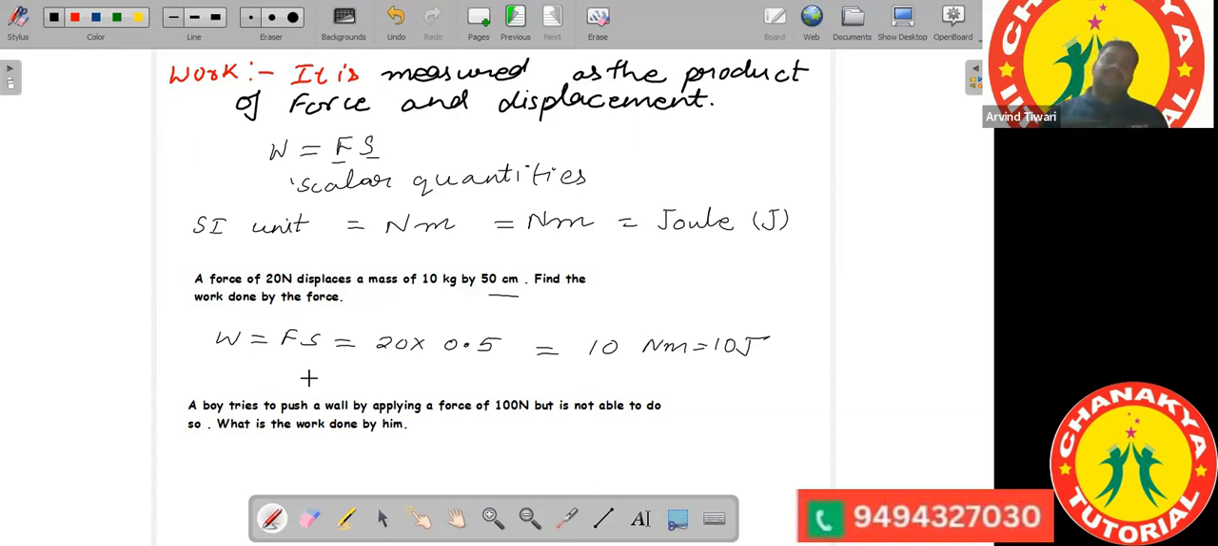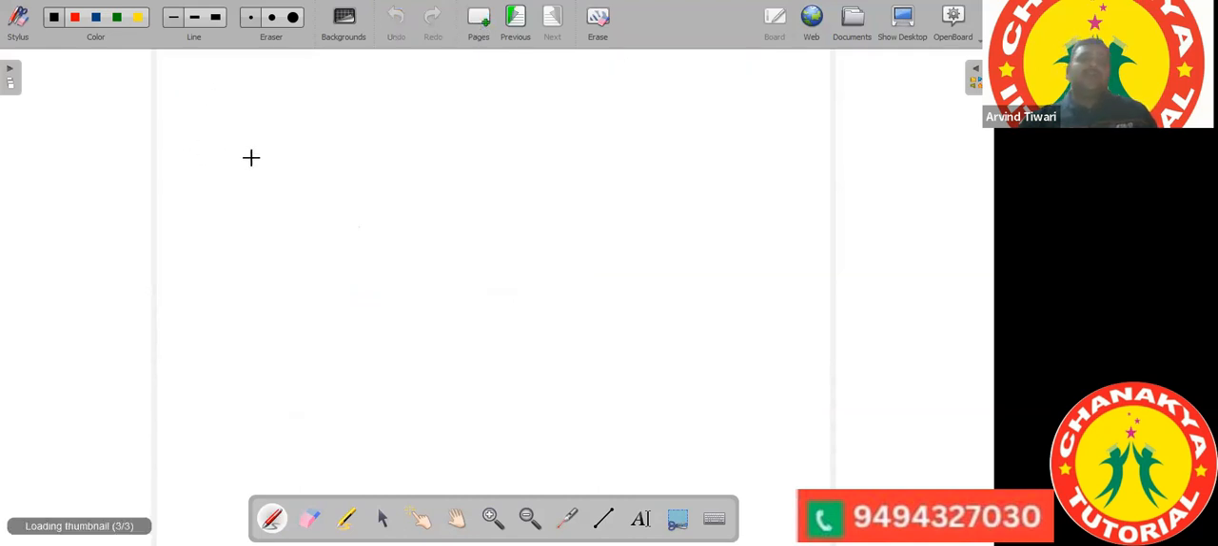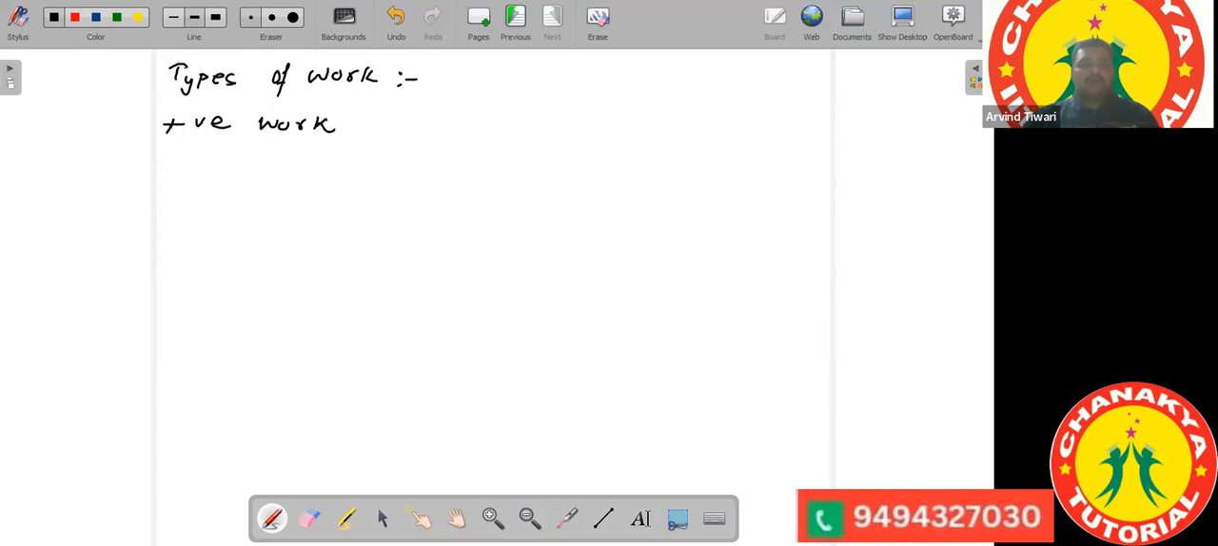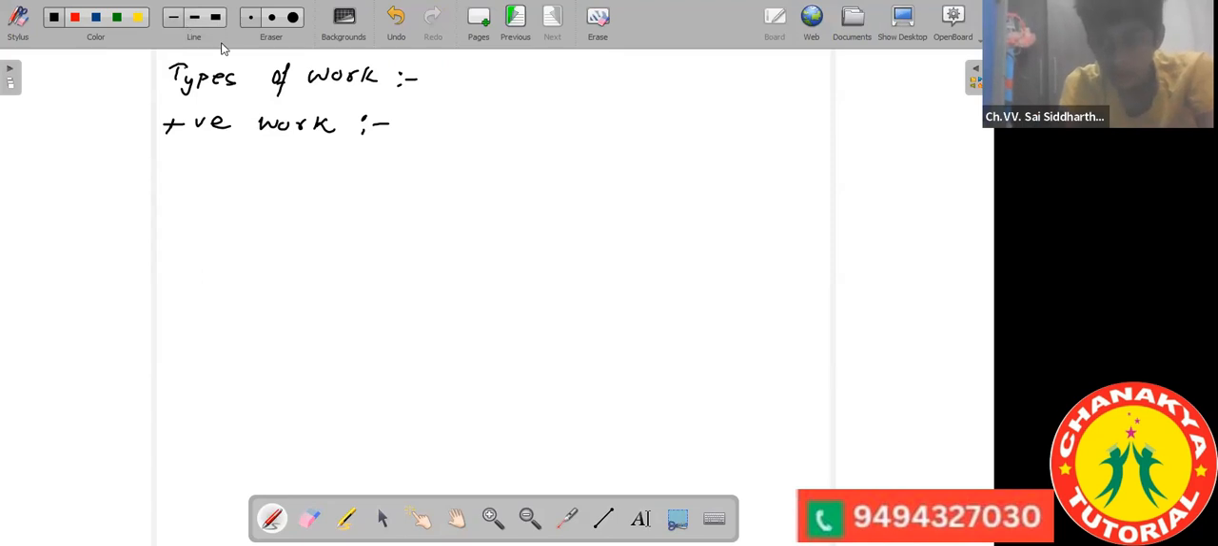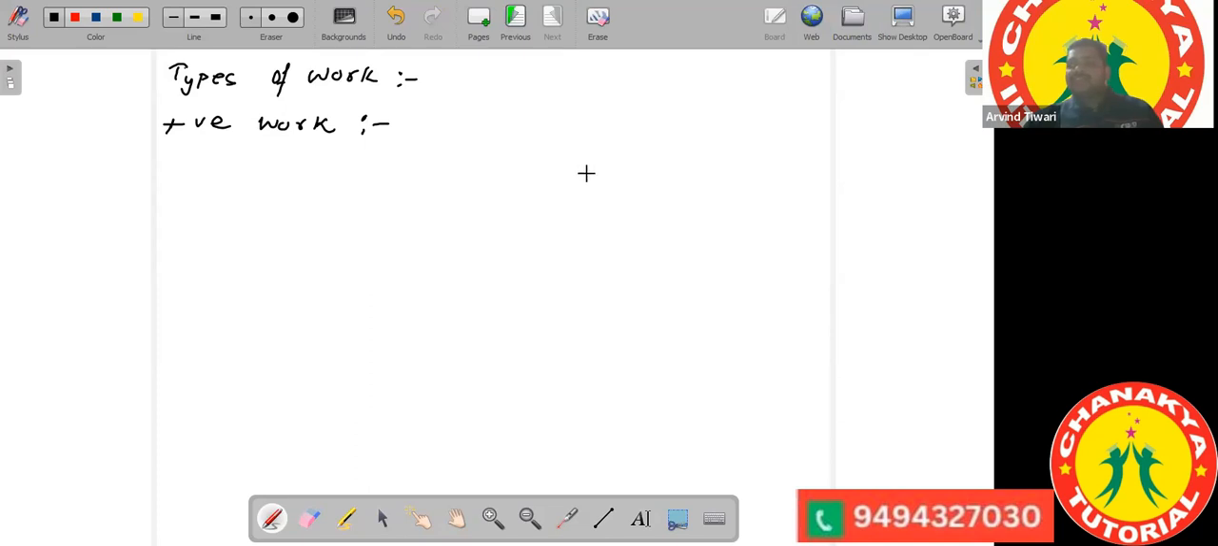Now, there are other cases also of zero work done. Let's see the types of work now. A work can be either a positive work. So, Siddharth, what do you mean by a positive work? When both the displacement and the energy is positive.